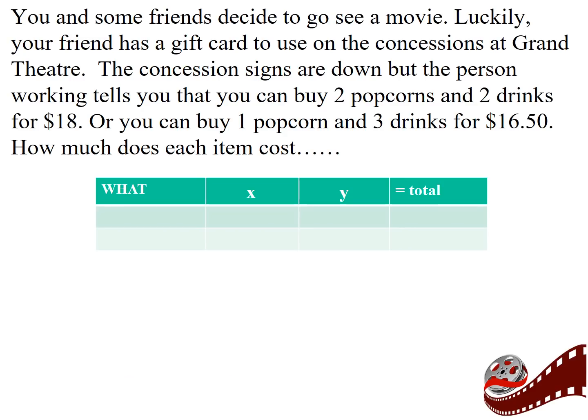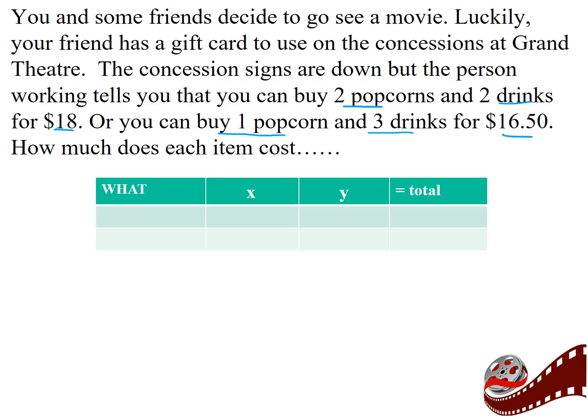So in example number 1, you and some friends decide to go see a movie. Luckily, your friend has a gift card to use on the concessions at Grand Theater. The concession signs are down, but the person working tells you that you can buy 2 popcorns and 2 drinks for $18, or you can buy 1 popcorn and 3 drinks for $16.50. How much does each item cost?